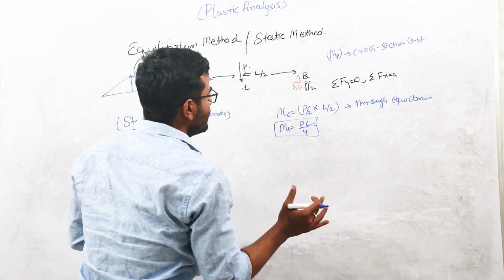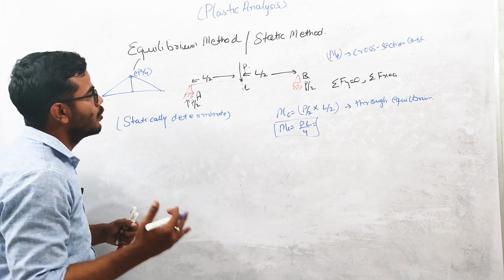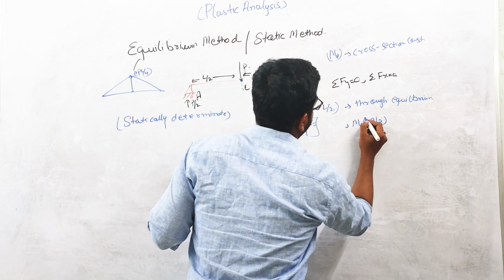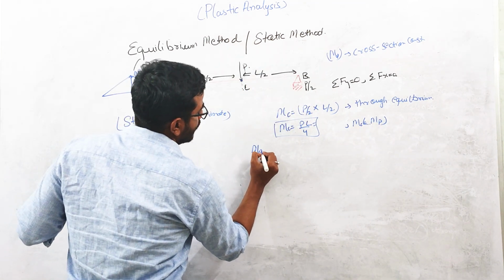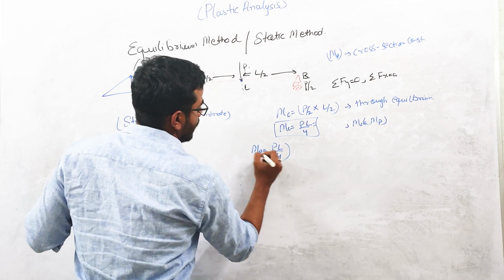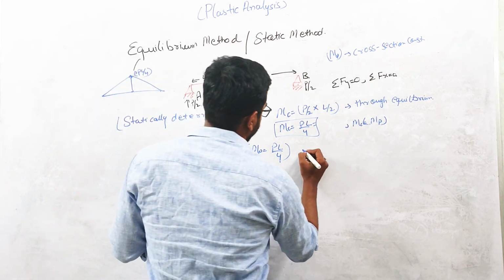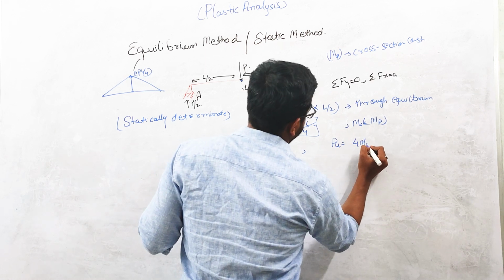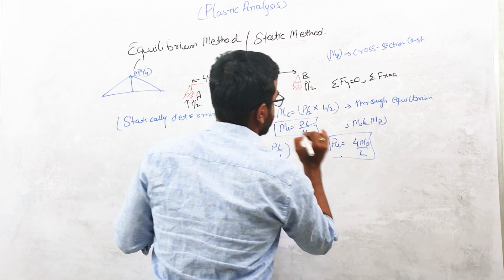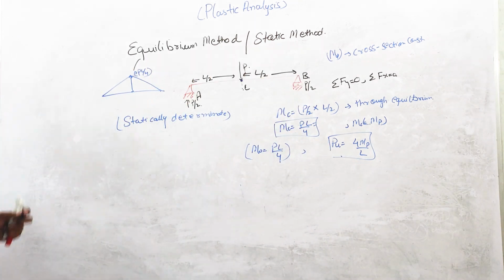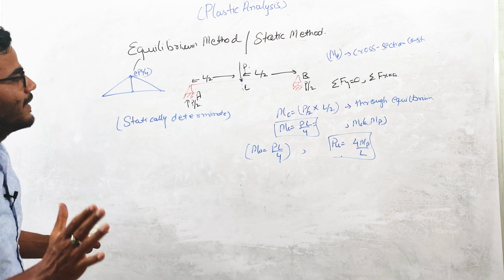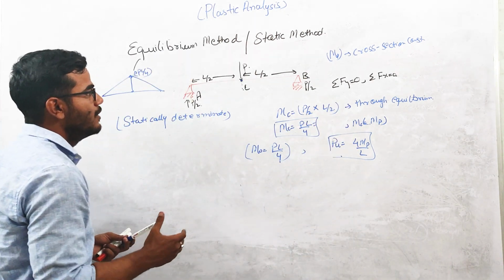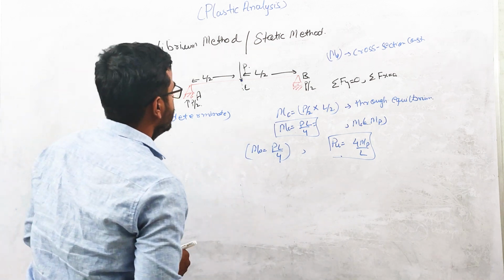For this beam to collapse, at the start of the collapse, the MC value should equal the MP value. So I can write MP equals PL by 4. From here, the collapse load PU will be equal to 4 MP by L. So this is the value of the collapse load. You can see that the equilibrium condition is already satisfied because we derived this equation through equilibrium only, so there is no need to check equilibrium in this method.